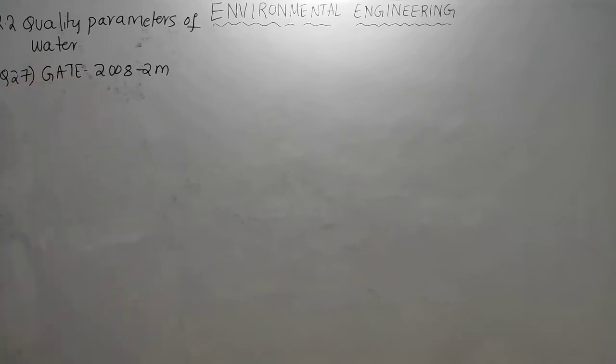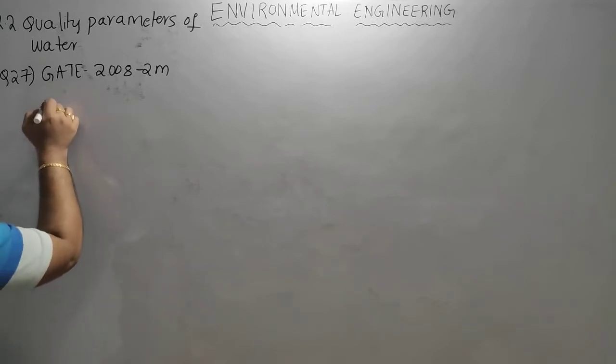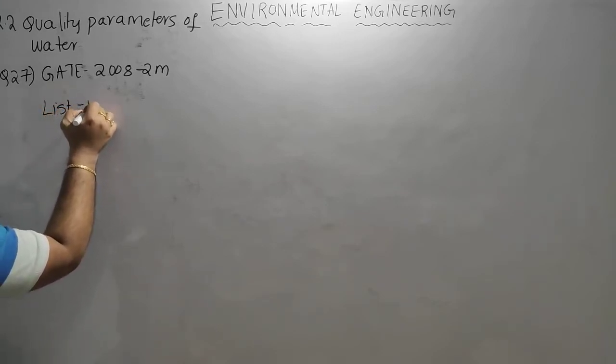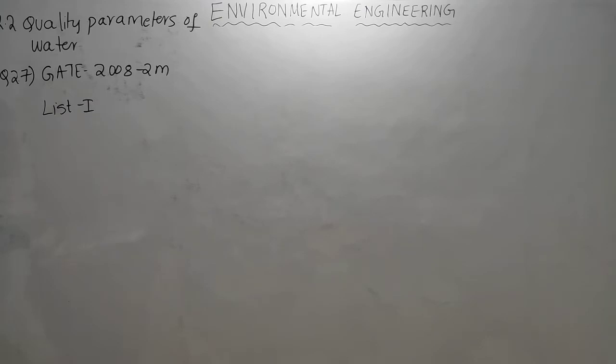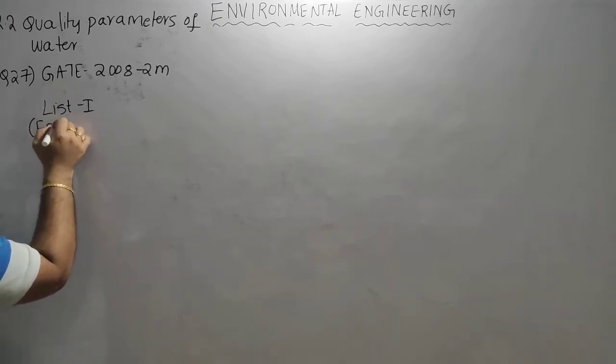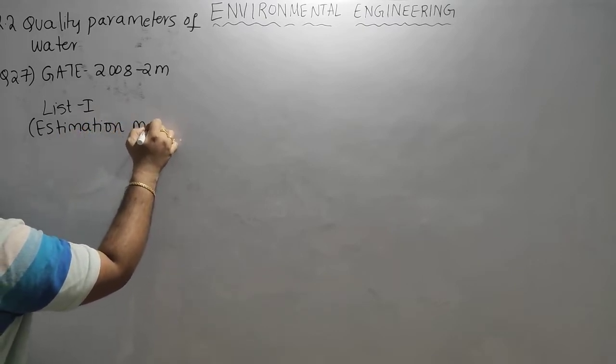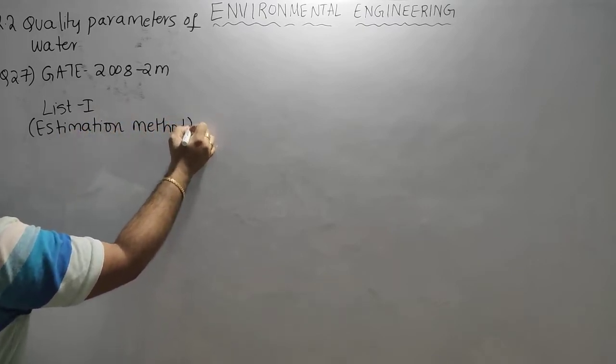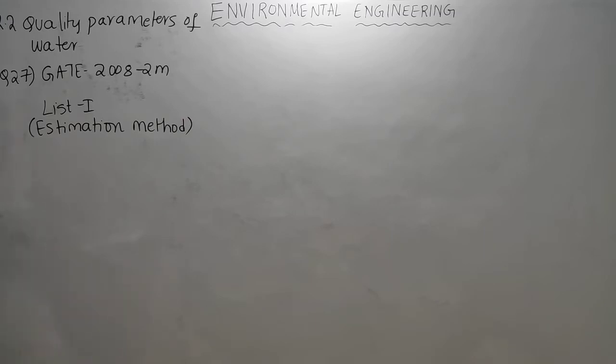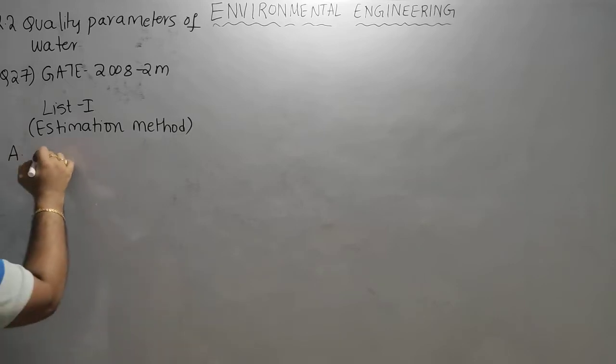Okay, let us read out the question. It was match the following. List 1 is estimation method and list 2 is corresponding indicator. So first one is azide modified Winkler's method for dissolved oxygen.